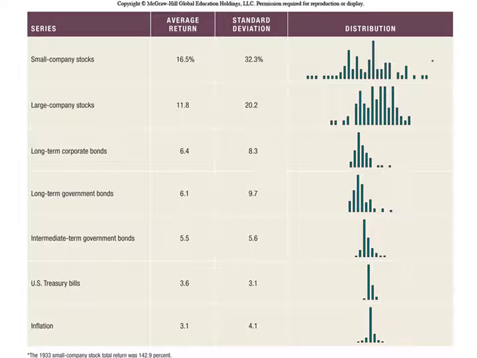Moving on down, we see that the standard deviation of intermediate government bonds is lower than anything else we've looked at, and the lowest of all would be Treasury bills with 3.1.